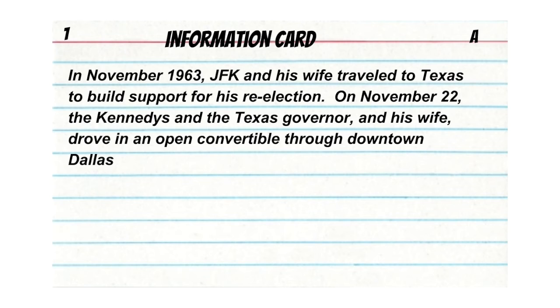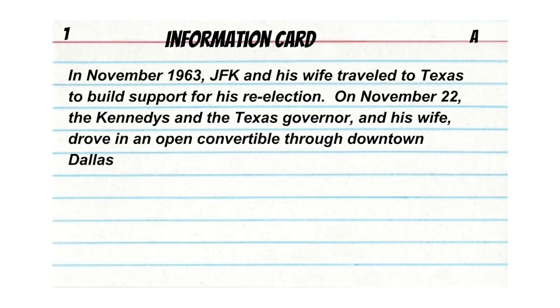Here, you'll notice that I wrote down, not in quotation, but paraphrased in my own words, that in November of 1963, John F. Kennedy and his wife traveled to Texas to build support for his reelection. On November 22nd, the Kennedys and the Texas governor and his wife drove in an open convertible through downtown Dallas. You limit the amount of information put on each card so that when you are getting ready to organize your information into a story, you don't have too many separate pieces of information on one particular card.